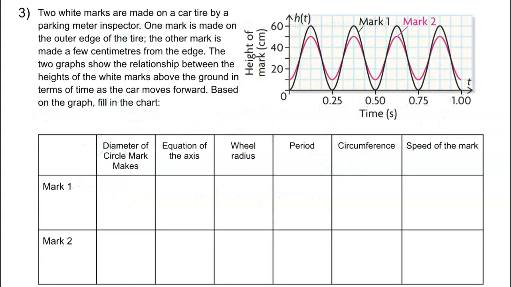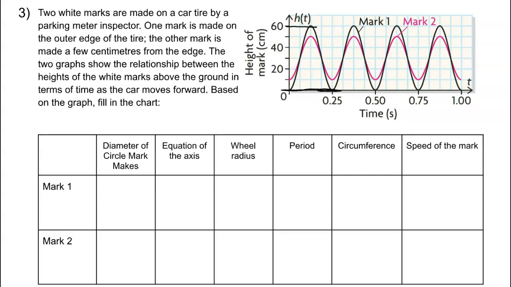Question 3 says two white marks are made on a car tire by a parking meter inspector. One mark is made on the outer edge of the tire. The other mark is made a few centimeters from the edge. We have to interpret that based on the graph that we see there. The two graphs show the relationship between the heights of the white marks above the ground in terms of time as the car moves forward. Based on the graph, fill in the chart.